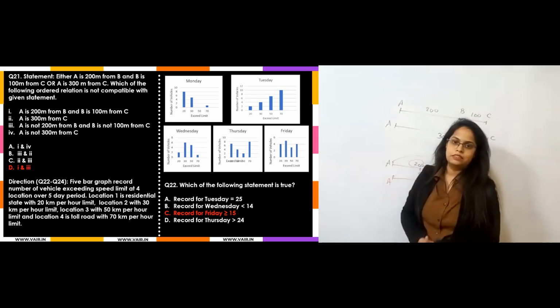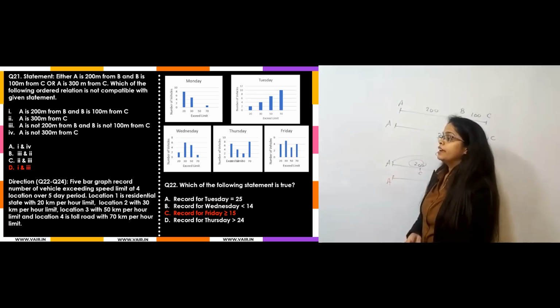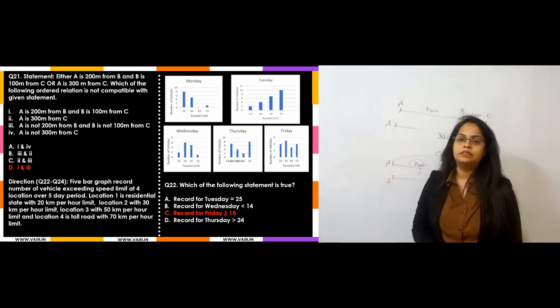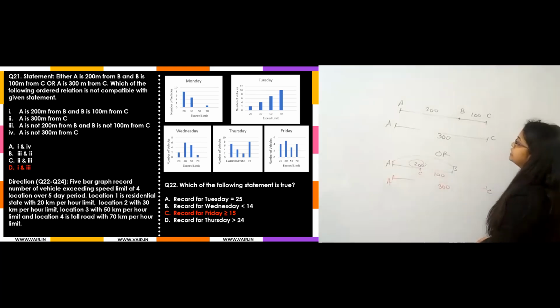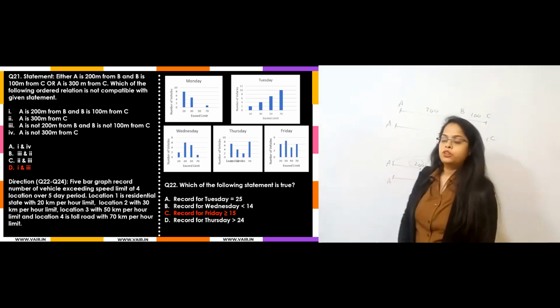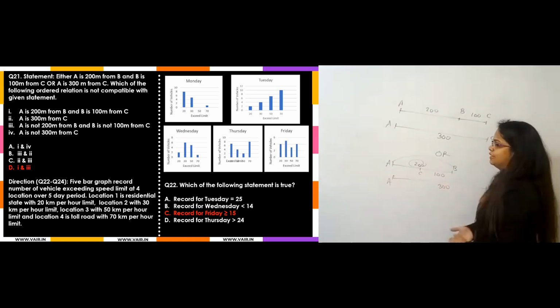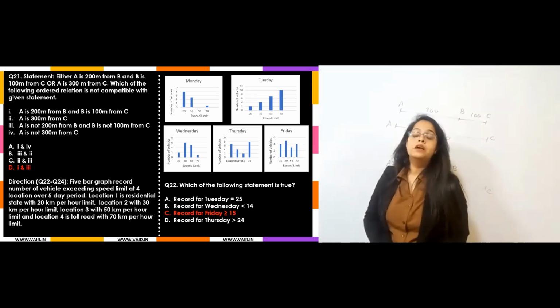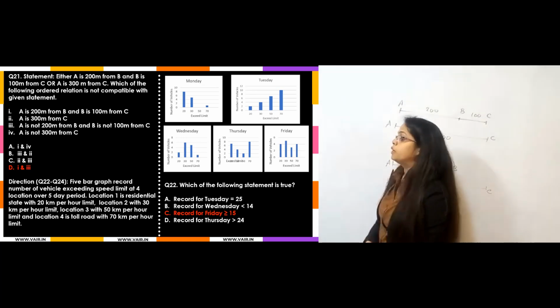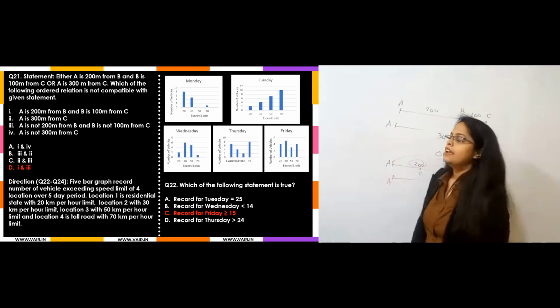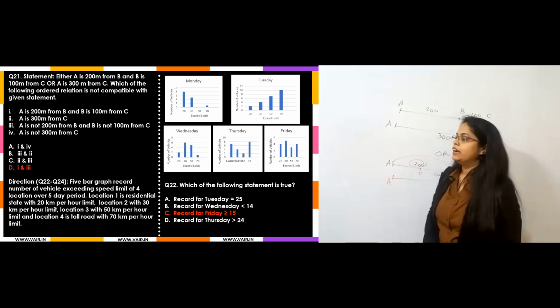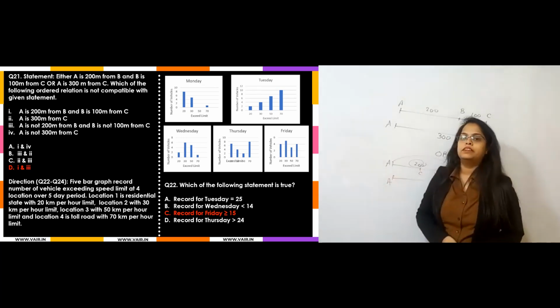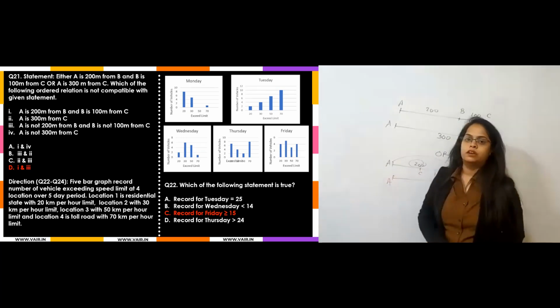Second is A is 300 meter from C. Yes, it is true. A is not 200 meter and B is not 100 meter from C. That one is also possible, because in this one you can say in A and C there is no relation for the B and C. But if you observe option number 4, 1 and 3, they are saying that A is 200 meter from B and B is 100 meter from C. And third says that A is not 200 meter from C and B is not 200 meter from C.